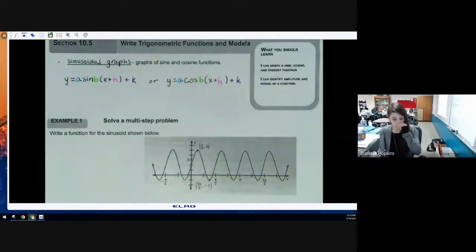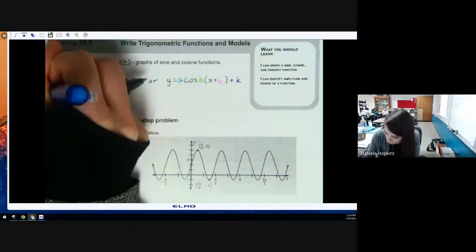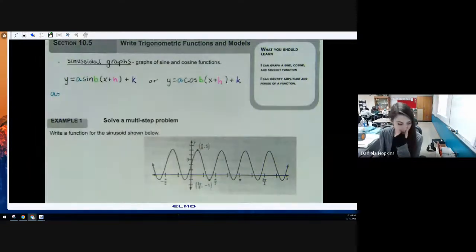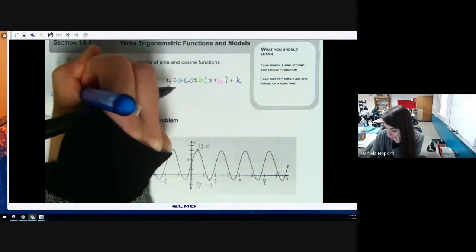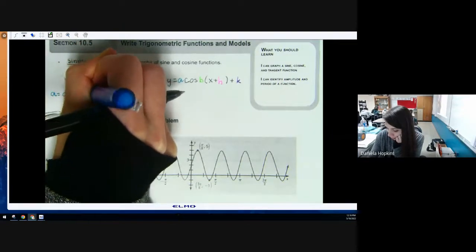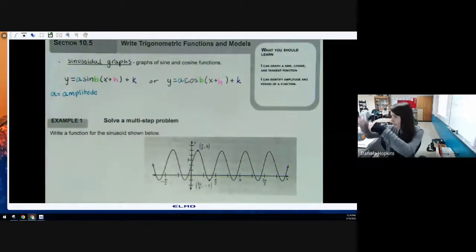So what do all these colors mean? The blue one, the A. What does A give us for sine and cosine? It gives us our amplitude. Remember, that's just like the top half of the wave, the height of half of a wave, or the height from the midline to the top or the bottom of the wave.